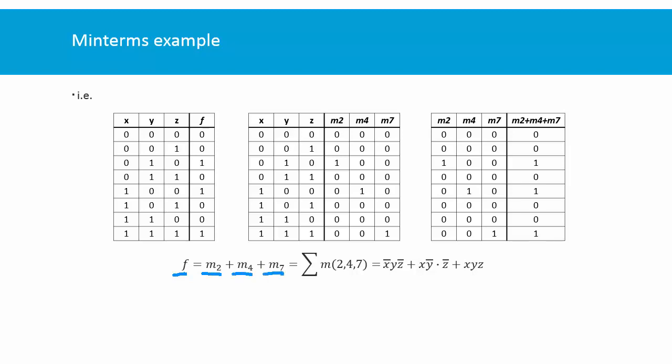And here we have a compact way of expressing functions, and that's doing the sum of minterms 2, 4, 7. And of course we have the long expression, which includes all the variables in the function.